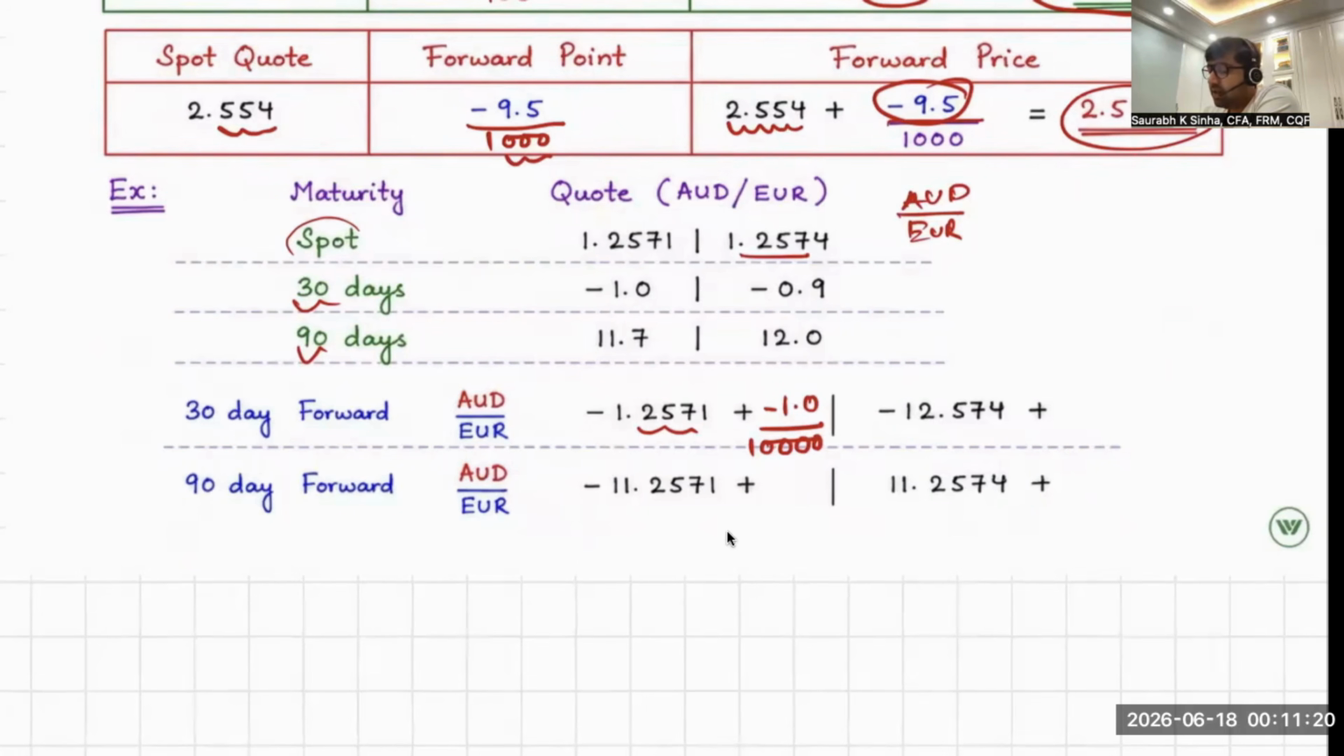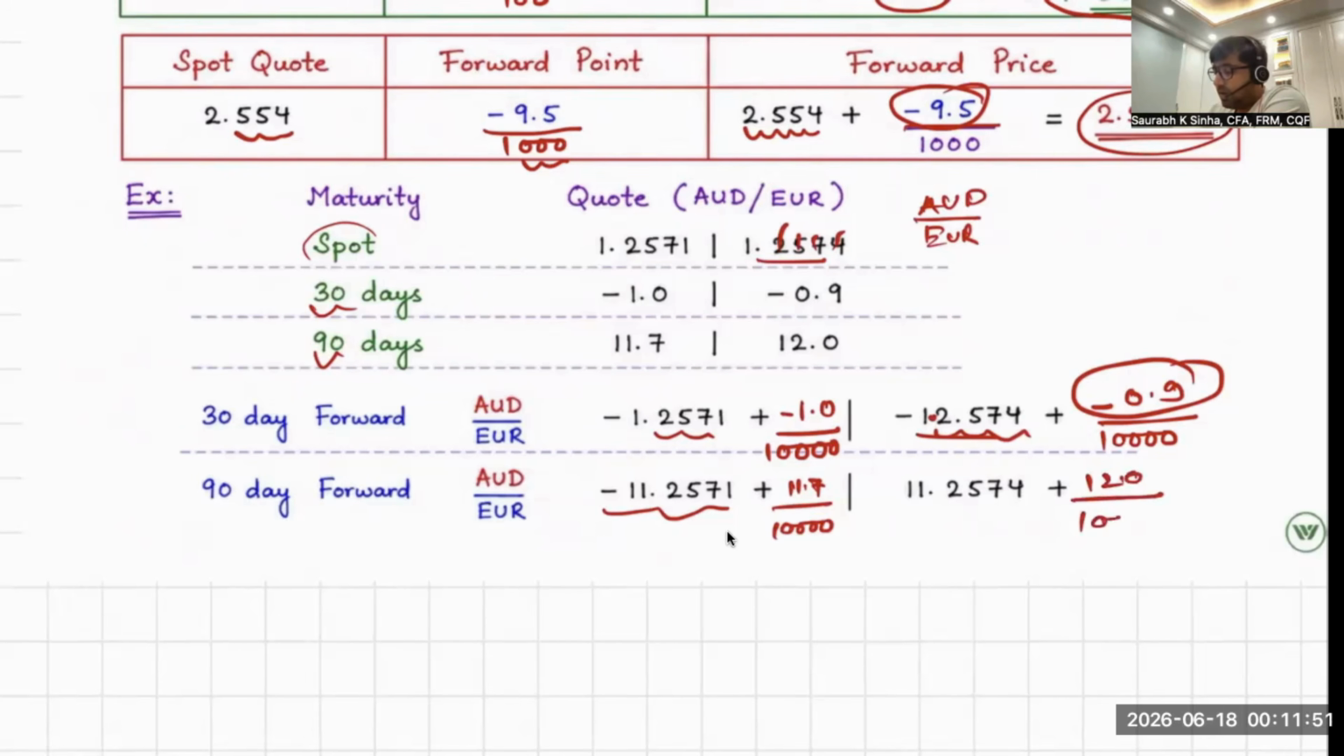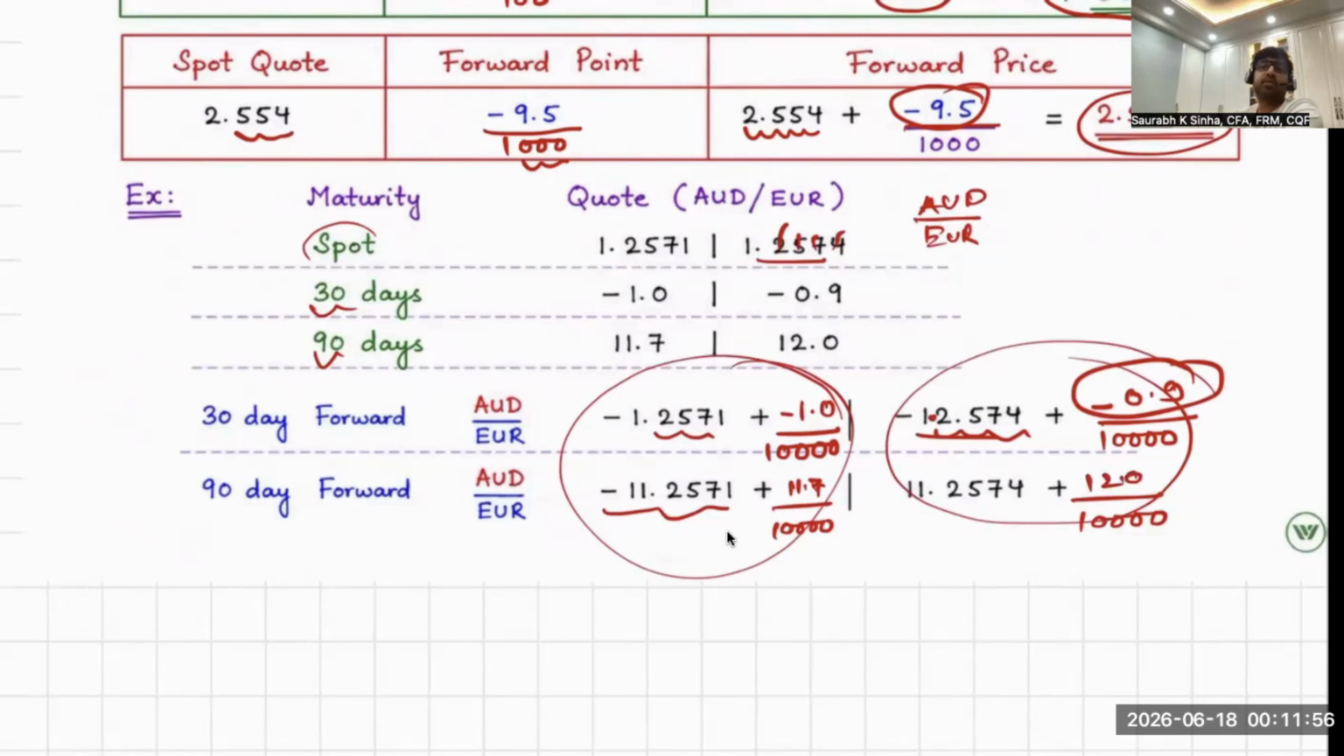Now this is the ask rate. I have to add what? Ask forward point. That is negative 0.9, and then I'll divide negative 0.9 with, sorry, 1.2574. I'll divide negative 0.9 with what? 10,000, because it is 1, 2, 3, 4 four decimal places. Similarly here, I'll divide 11.7 by four zeros and 12.0 again by four zeros. And you will get the bid rate and the ask rate for the 90-day forward contract and the 30-day forward contract.